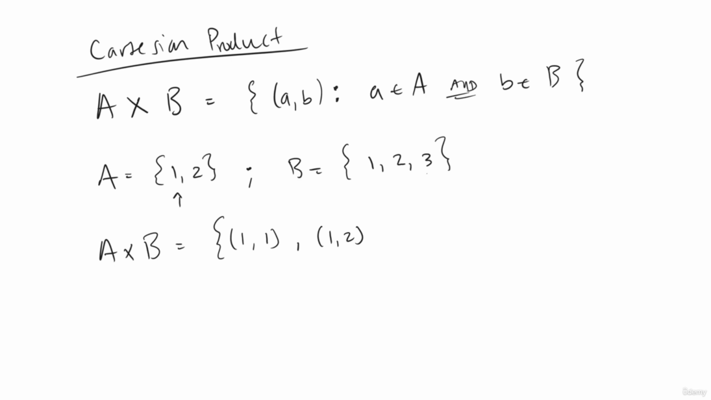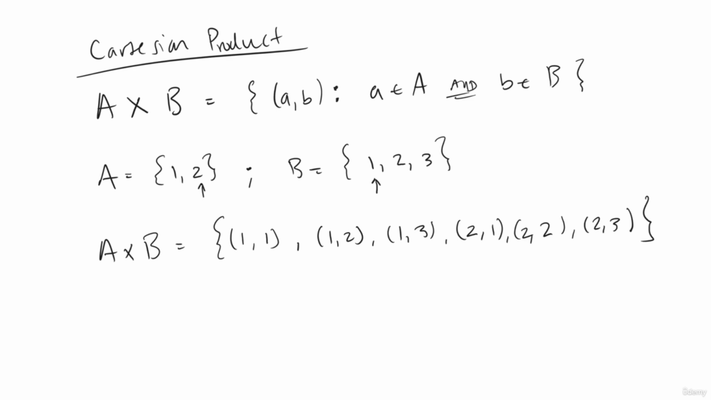And let's move our pointer. 1 and 3. And then finally what we're going to do is get rid of this, and we're going to switch our pointer to 2, and we're just going to start all over again. 2, 1. And then we're going to have 2, 2, and then 2, 3. And this right here is the Cartesian product of A and B.